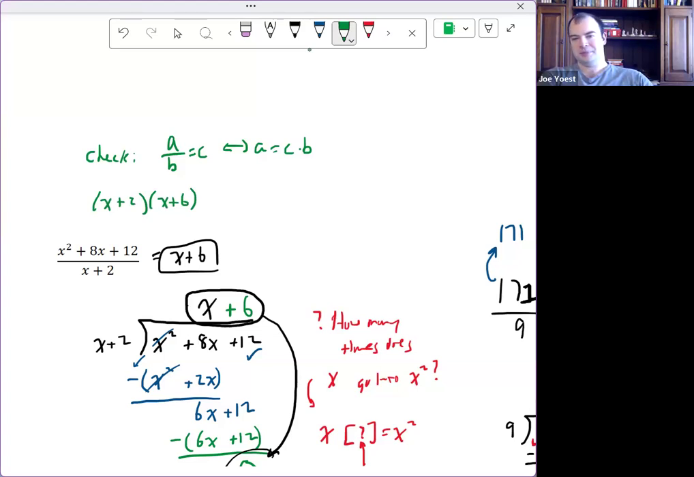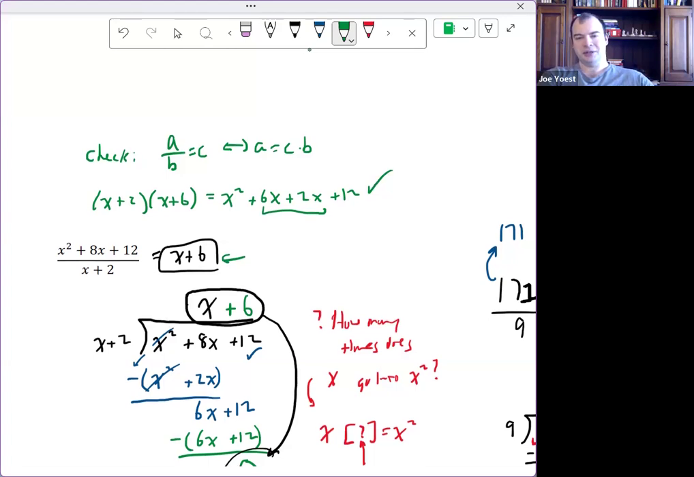Let's check. My firsts give me x times x, or x squared. My outsides plus 6x. My insides plus 2x. And then my last plus 12. That looks like 8x, and I have x squared plus 8x plus 12. So I've checked my work. My answer is x plus 6.